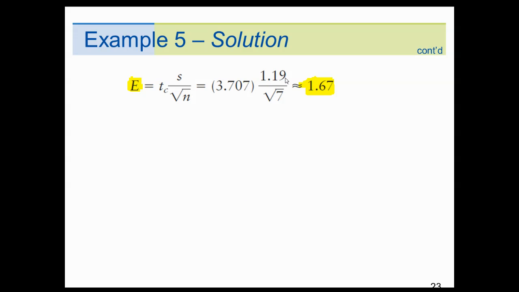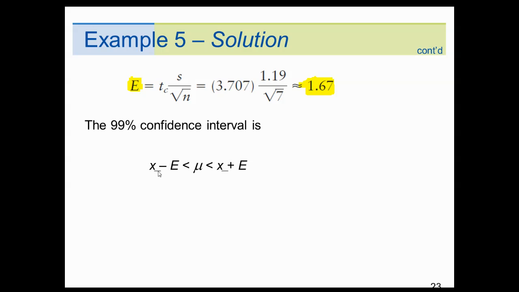S is given to you, the standard deviation of the sample, 1.19. You know what N is. N is 7. All right. Notice this is the N value. This is not degrees of freedom. This is the N. There are seven measurements of these skeletons, whatever. Anyways, your calculator just does the work for you. All right. This times this quotient, 1.67.